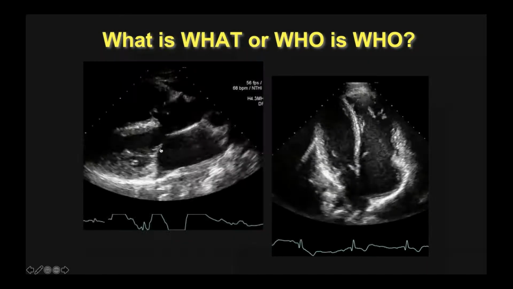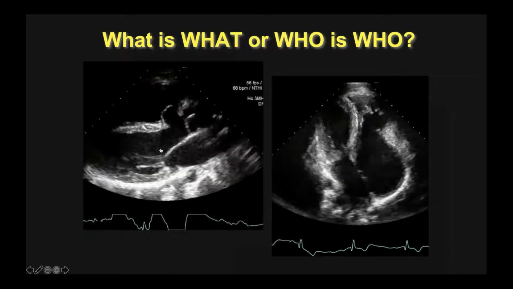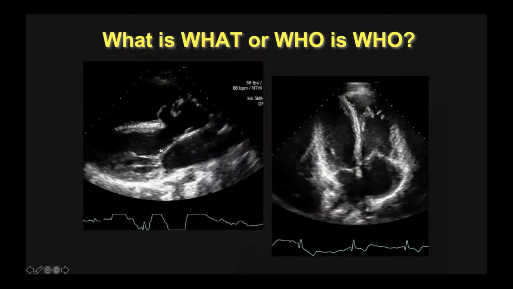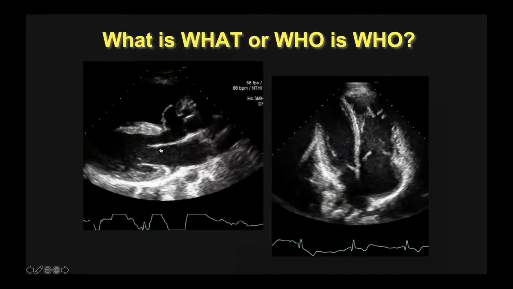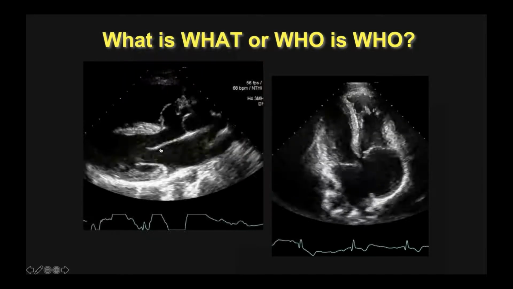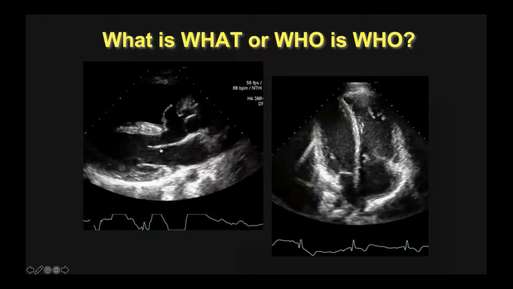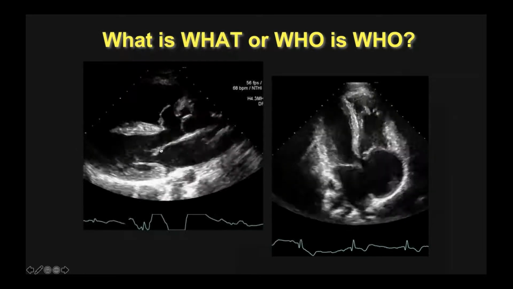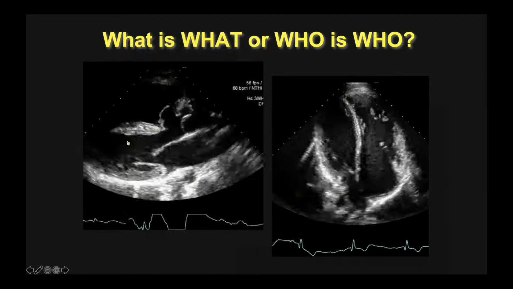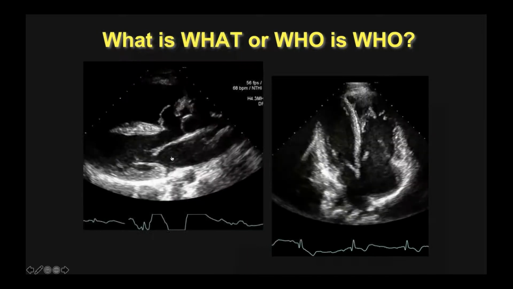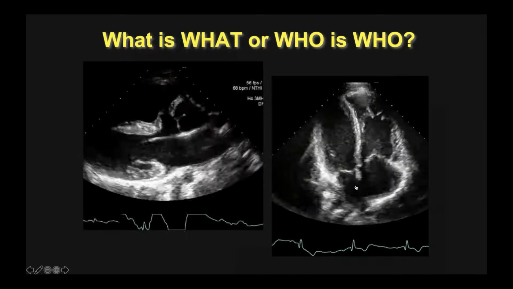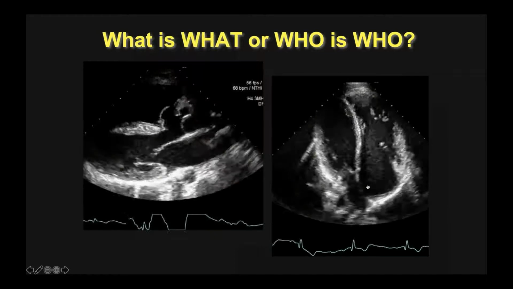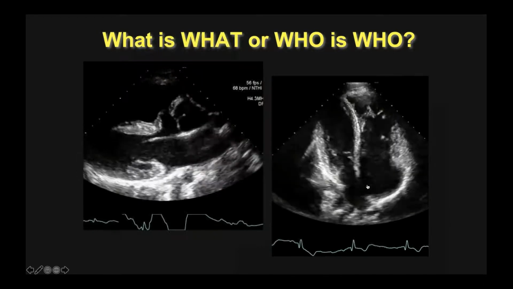When you see a patient in the echo lab, and you just start with a parasternal long axis view or an apical 4-chamber view, there's the question: what is what, or who is who? You cannot tell from these images. You don't know, is this a left ventricle? Is this a left or a right atrium? Or is this the right atrium? Or is this the left atrium? You don't have any clue.